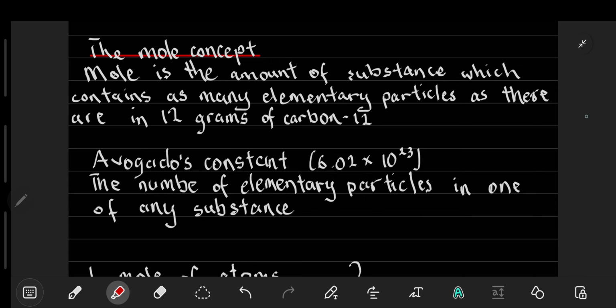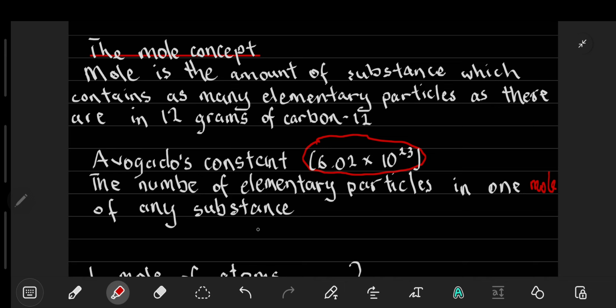All right. Now, when we measure them, it is believed that 1 mole of any substance is made up of 6.02 times 10 raised to the power 23 particles, and that is what we refer to as Avogadro's constant. When asked the meaning of Avogadro's constant, we say it is the number of elementary particles in 1 mole of any substance. That number is 6.02 times 10 raised to the power 23.